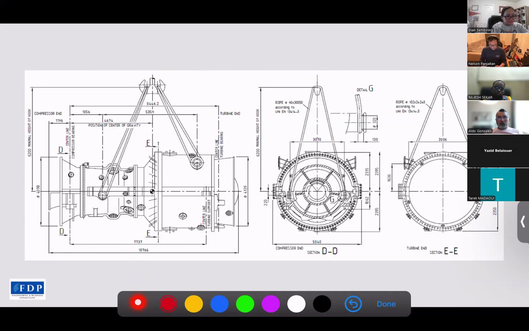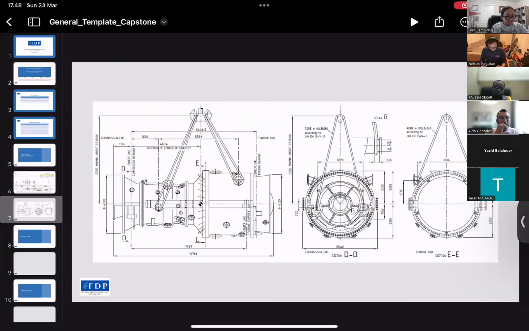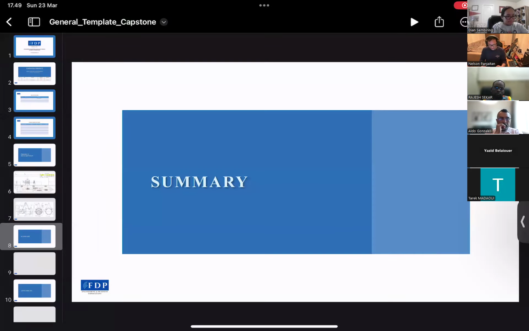So yeah, all the calculation you will put in the summary section, and the crane data or any references that you use in your calculation, you can put in the appendices section here. So yeah, any question about the capstone project? Or any question about anything?